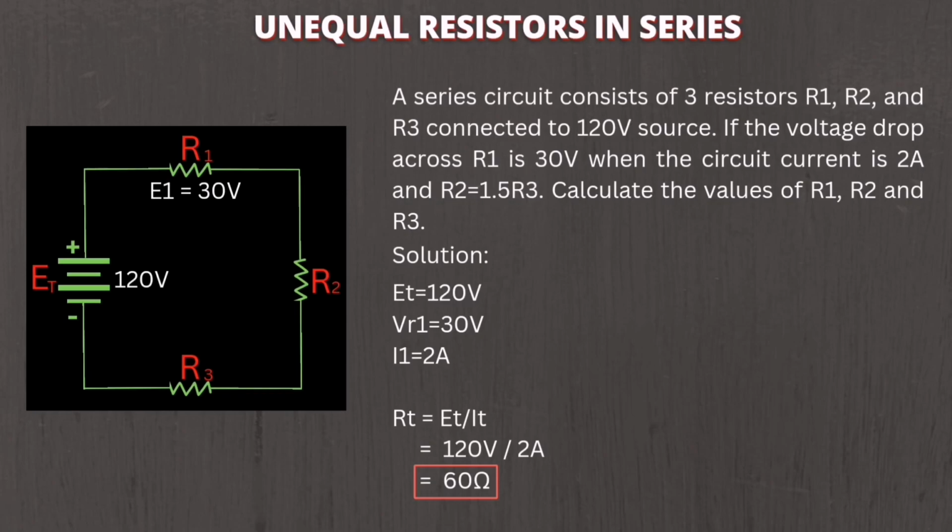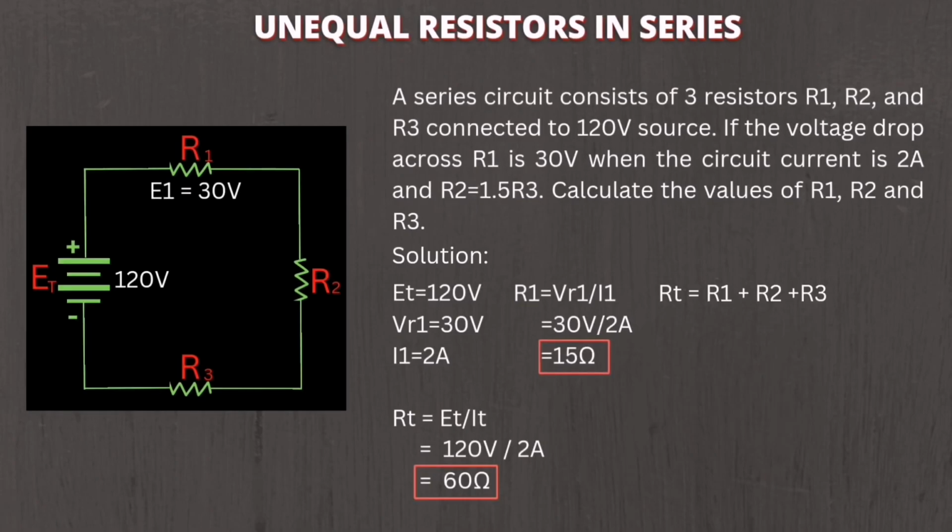Then R1 is equal to V_R1 divided by I1. So V_R1 is equal to 30 volts and I1 is 2 amperes. So 30 volts divided by 2 amperes, which results in 15 ohms. So R1 guys is equal to 15 ohms.